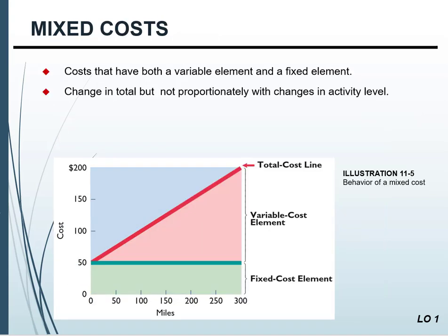Now, one thing that's a little bit different is something called a mixed cost, right? So these are costs that have a variable element and a fixed element. So they change in total, but not proportionately with changes in activity, because it has this fixed piece. And the example I use for this is electricity. Think about a manufacturing plant. They work one shift a day. So they start at 8 o'clock and they end at 5 o'clock every day. So during that 9-hour window, they're producing product.